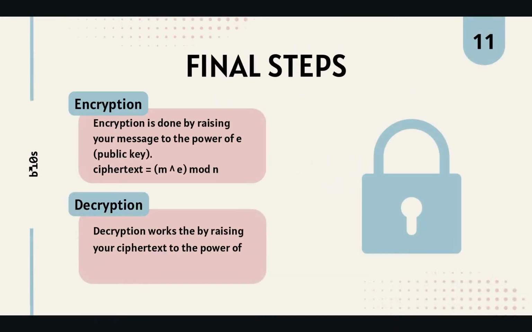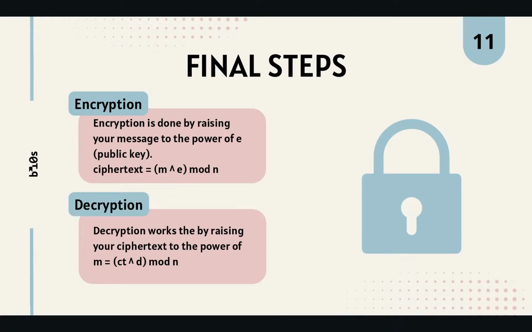All right, so encryption, simple enough. You take your message m and you convert it to an integer. This is important. We convert it to an integer. And we also ensure that this value m is less than n. All right. So how do you encrypt?